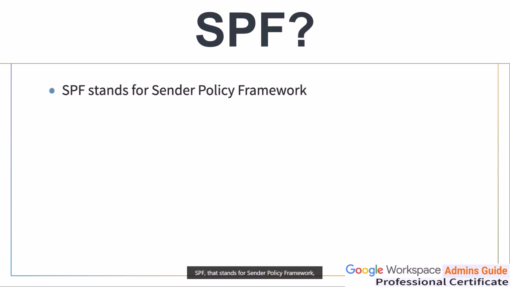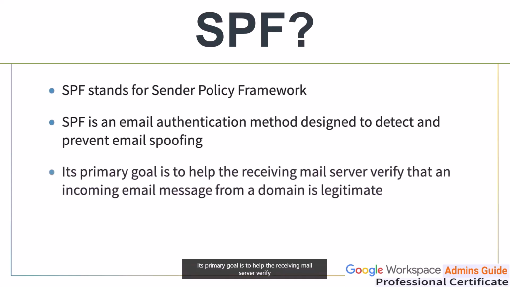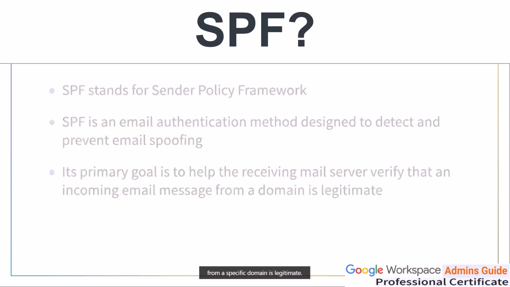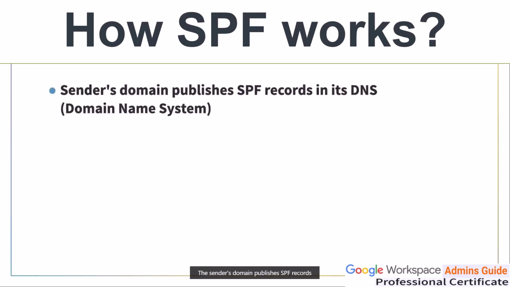SPF, that stands for Sender Policy Framework, is an authentication method designed to detect and prevent email spoofing. Its primary goal is to help the receiving mail server verify that an incoming mail message from a specific domain is legitimate. How does this system work? The sender's domain publishes SPF records in its DNS, domain name system. Please remember that only one SPF record per domain is allowed.